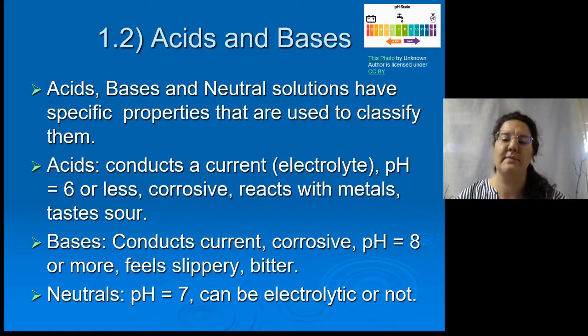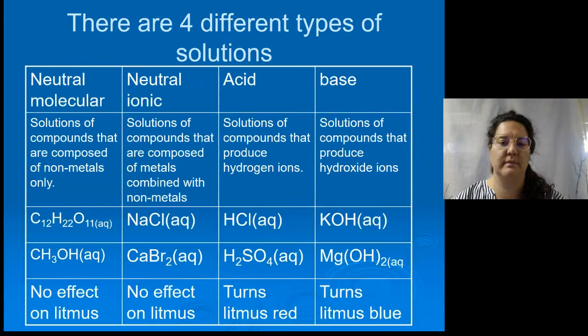Neutrals have a pH of 7, and they can be electrolytic or not, depending on what makes up their solution. We have 4 types of solutions: neutral molecular solutions, which are composed of nonmetals only. These have no effect on litmus paper.